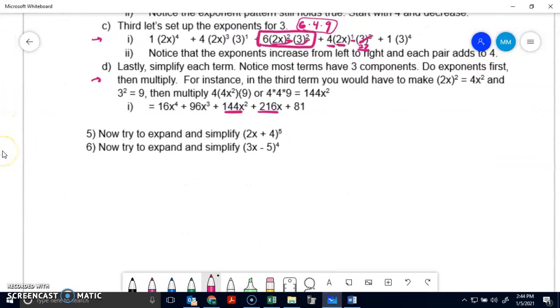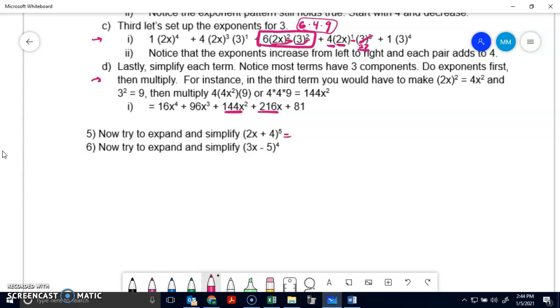You can try 5 and 6 now if you'd like. If you're good, you can stop the video. I am going to give the answers to 5 and 6 here and go through them for you. So if you want to try them, pause the video and then unpause it when you're ready to go over each of these. Okay, so if you have done number 5 and you want to check the answer, I'm going to go through this now.